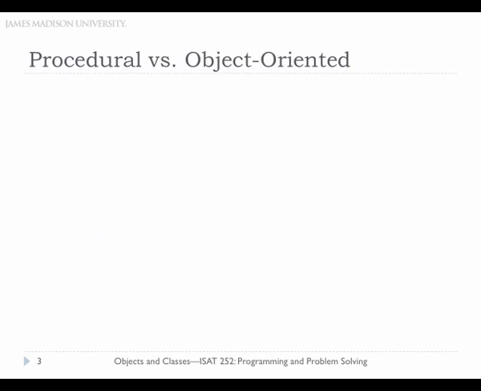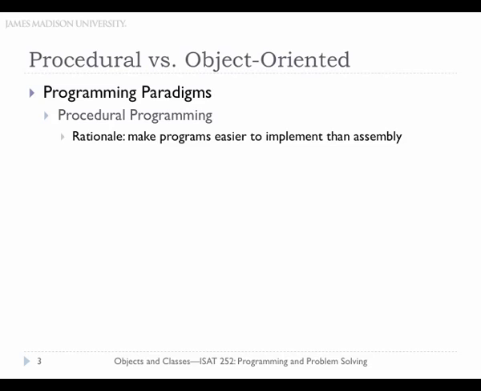Let's start by talking about the differences between procedural versus object-oriented programming. There are a couple of programming paradigms, and this paradigm is the sort of overreaching, predominant way of going about a particular task, in this case programming. Procedural programming, the rationale when it was developed was to make programs easier to implement than they were in assembly language, which is what came before them. It was a predominant style of programming in the 1960s all the way up through the 1980s. Some of the programming languages that implement the procedural programming style are C, COBOL, Fortran, and BASIC.